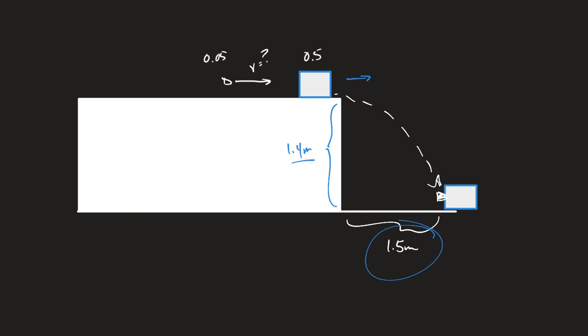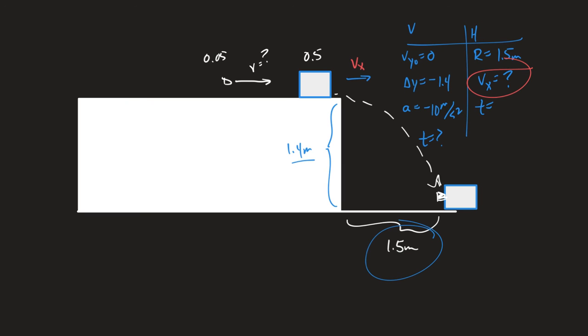So, I would start with your little chart, with a horizontal and vertical. I'd look and say that, well, the y velocity here is going to be 0, but it falls a distance of negative 1.4 meters with an acceleration of negative 10 meters per second squared. Can I use that to figure out how long it's in the air? Yes, I can. And I know that the range is 1.5 meters, and I want Vx because Vx is how fast it's going after the collision.